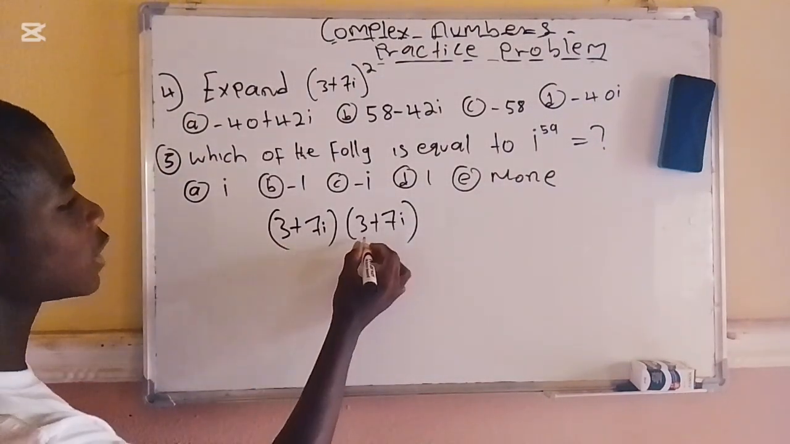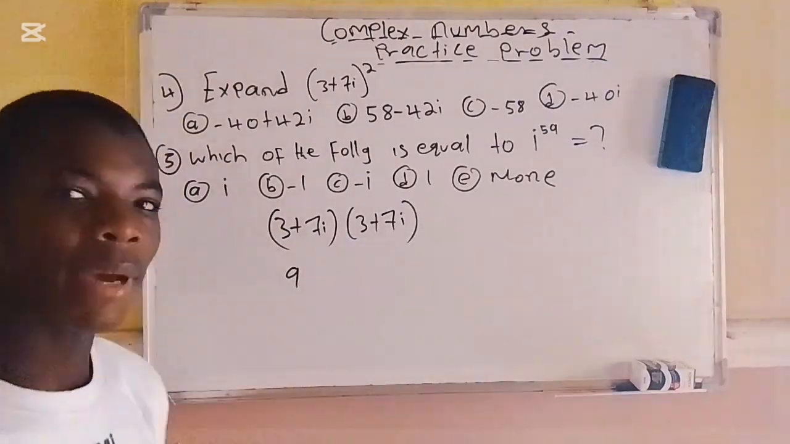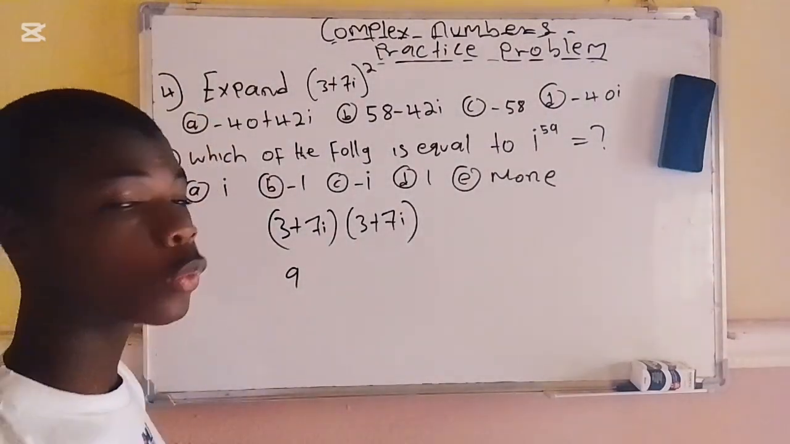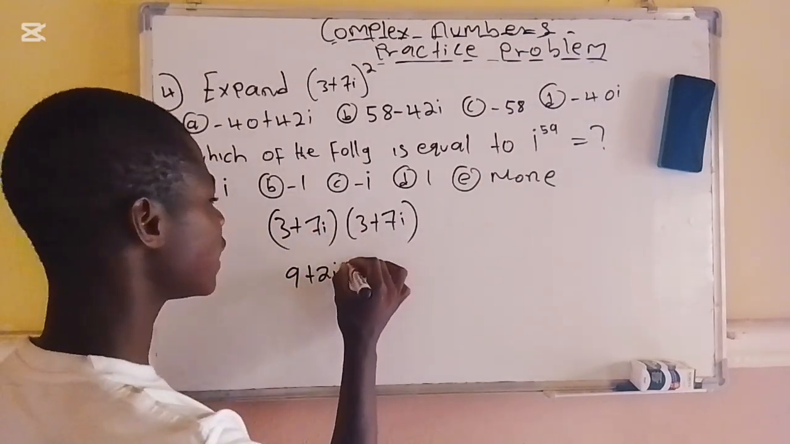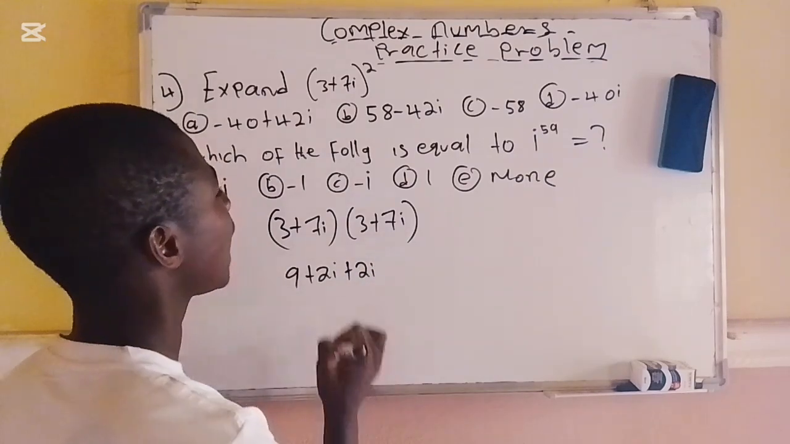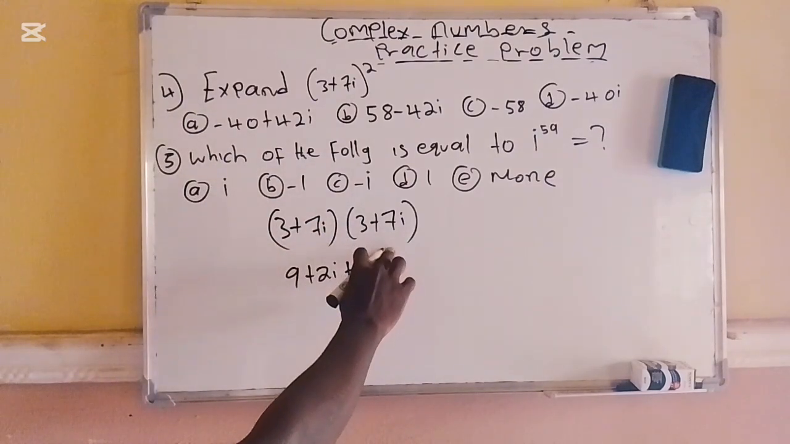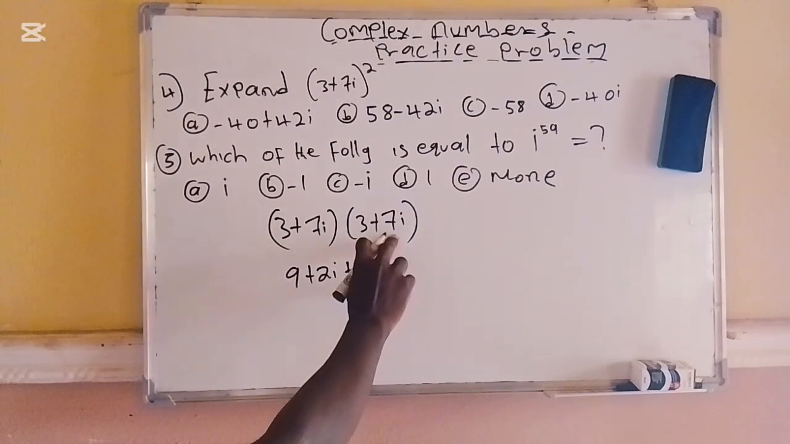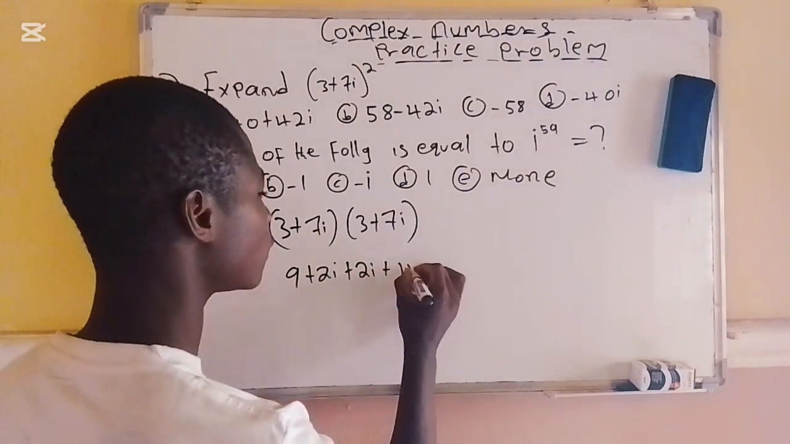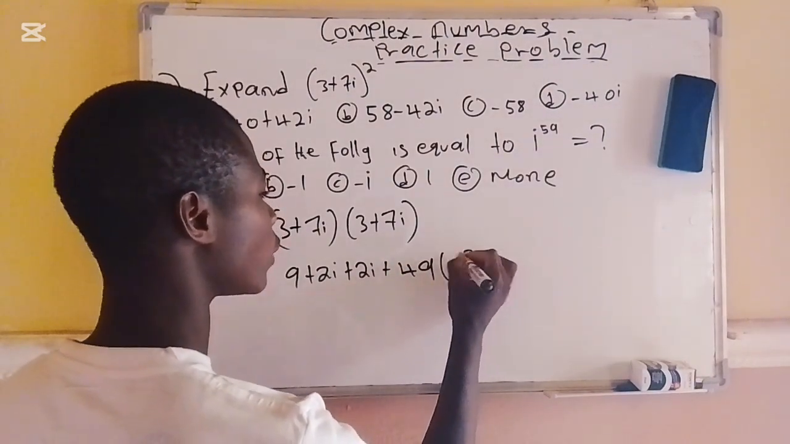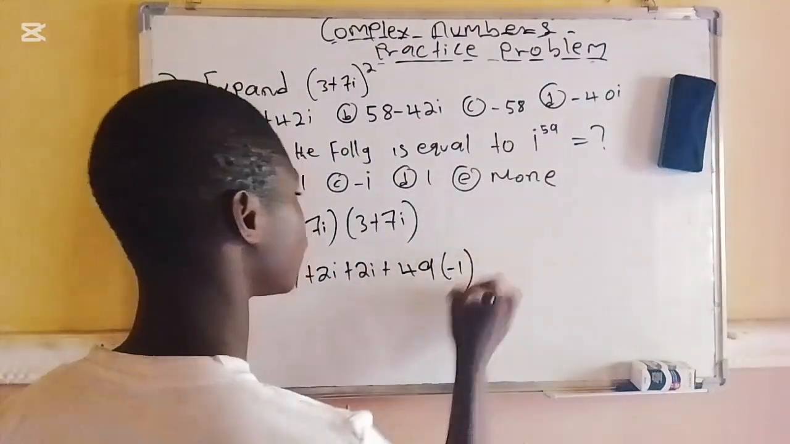So 3 multiplied by 3 equals 9. And 3 multiplied by 7i equals 21i, plus 21i, which is 7 multiplied by 3, again 21i. And 7 multiplied by 7 equals 49i squared, so plus 49i squared. i squared is the same thing as negative 1, so this will be negative 1.